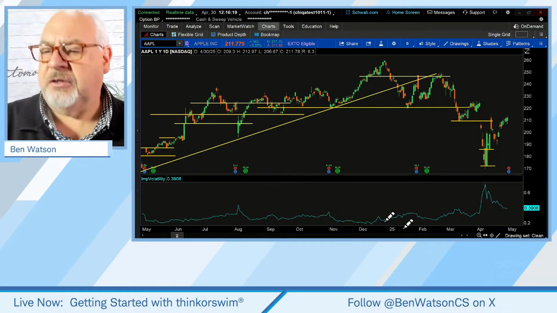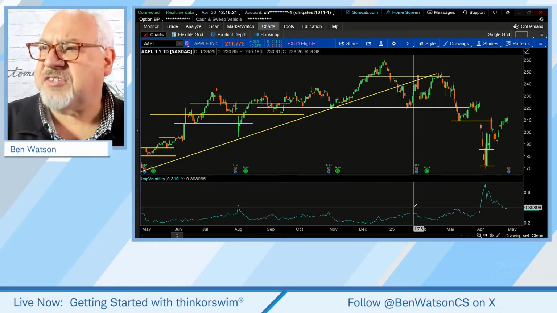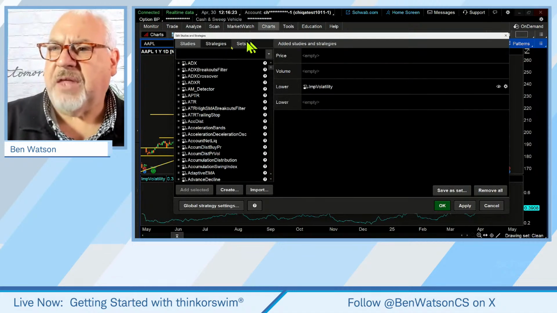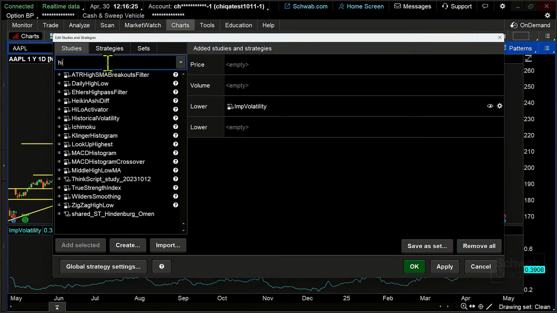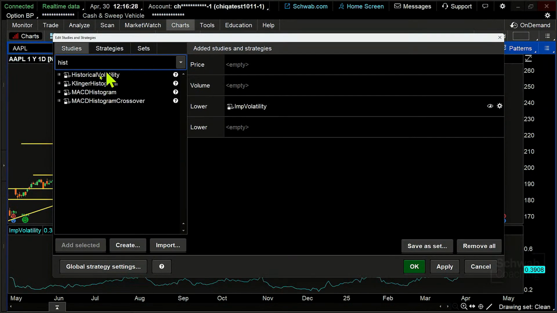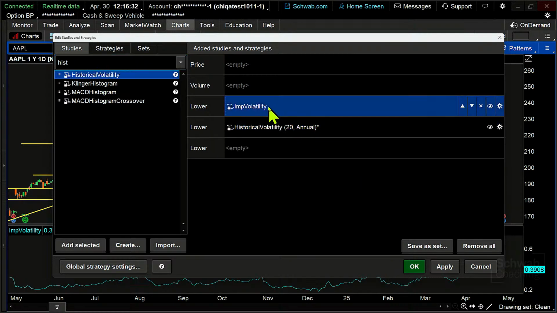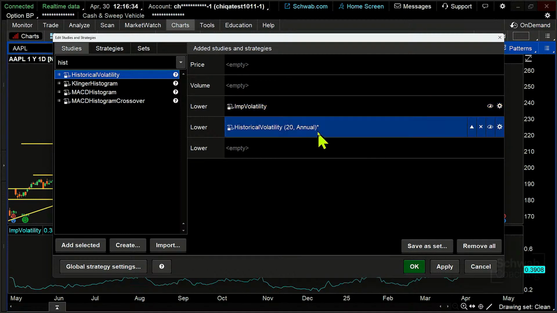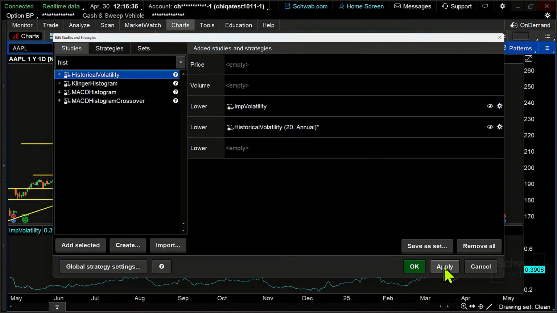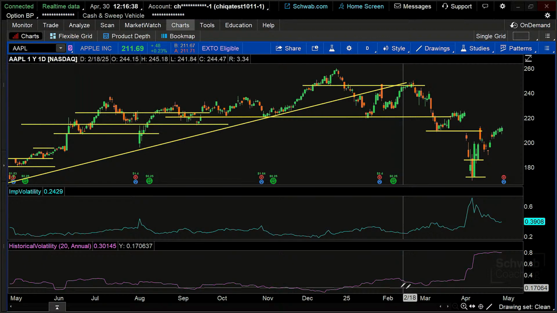So here's what we're going to do. We're going to come up here and go to our Flask icon one more time, and we're going to type in the letters HIST, and we're going to choose historical volatility. So this is historical volatility. This is implied volatility. Historical volatility is going to be a different color. So I'm going to click on apply, and I'm going to click on OK.